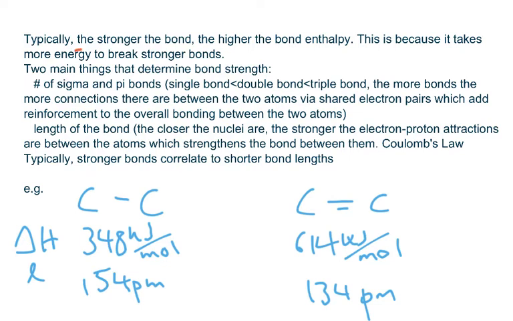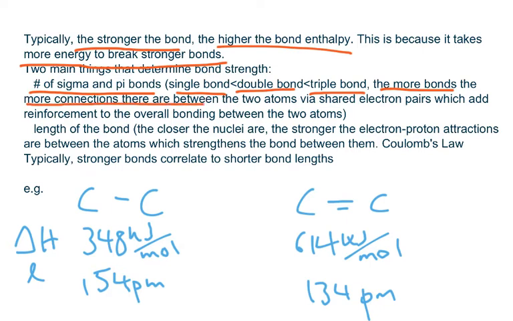So typically, the stronger the bond, the higher the bond enthalpy. This makes sense because it takes more energy to break bonds that are stronger. So there are 2 main things that determine bond strength. The first thing is the number of sigma and pi bonds. Note that a single bond is weaker than a double bond, which is weaker than a triple bond. And this is because the more bonds there are, the more connections there are between the 2 atoms via shared electron pairs, which add reinforcement to the overall bonding between the 2 atoms.